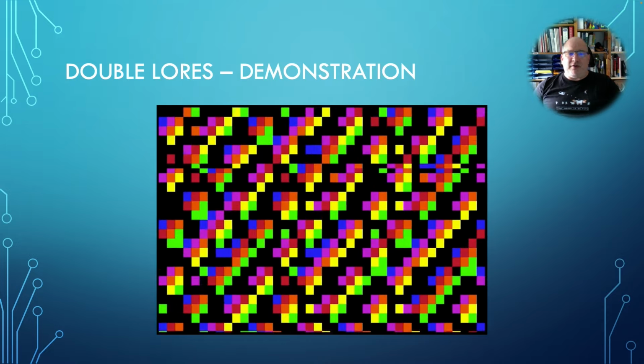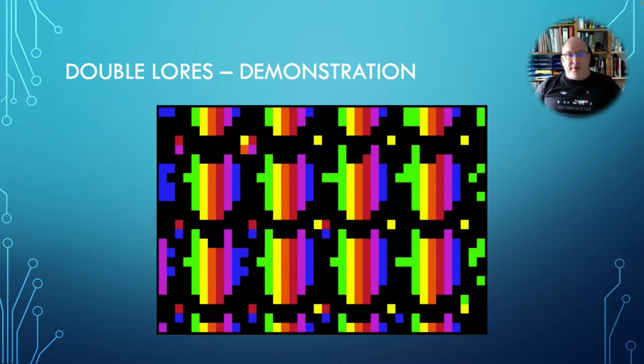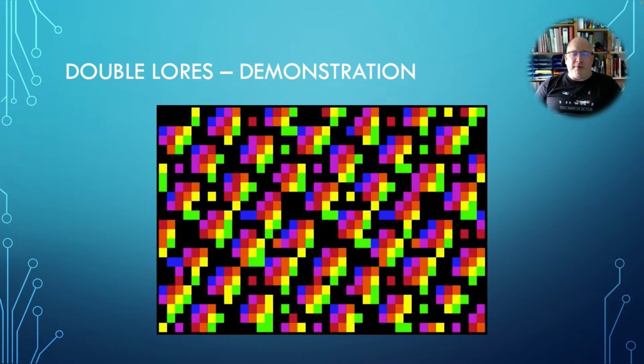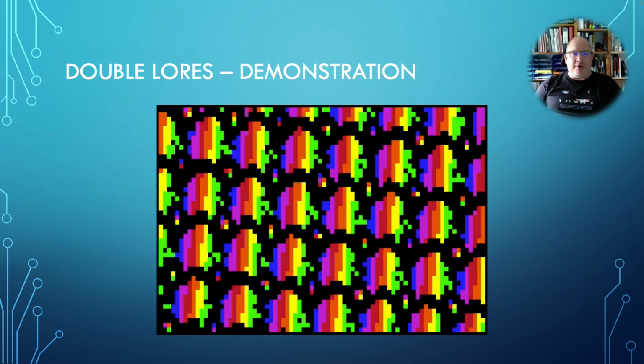So you can see what double low-res and low-res look like in comparison when you run the program on the Apple II. Here again, double low-res.